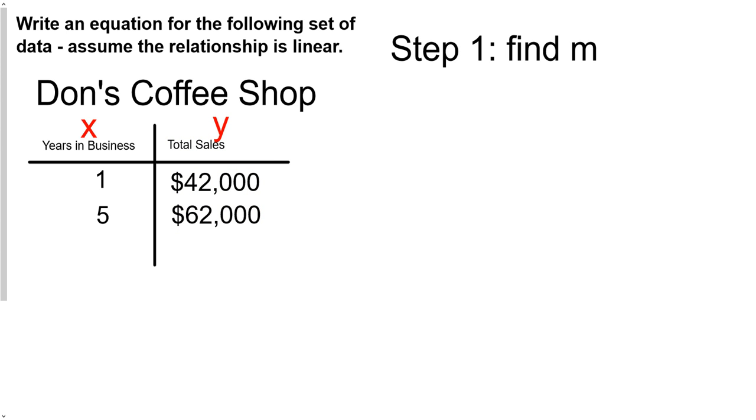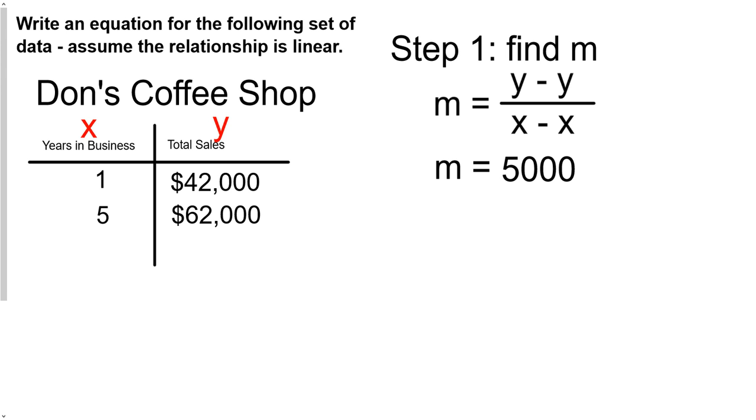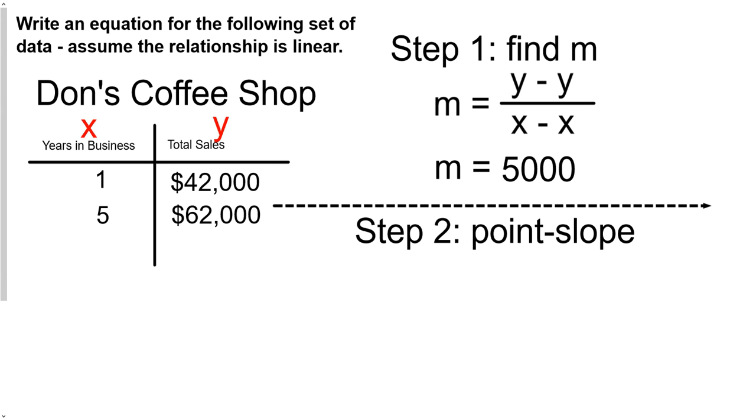Go find m, go find your slope. Same equation. In this case, it'd be the 42,000 minus the 62,000. And then because we used 42,000 first for our first y, we're going to use 1 for the first x, and then 5 would be the second x. And your calculator would tell you that 5,000 is your slope. The second thing is, since we can't use the shortcut, we've got to use the point slope formula.